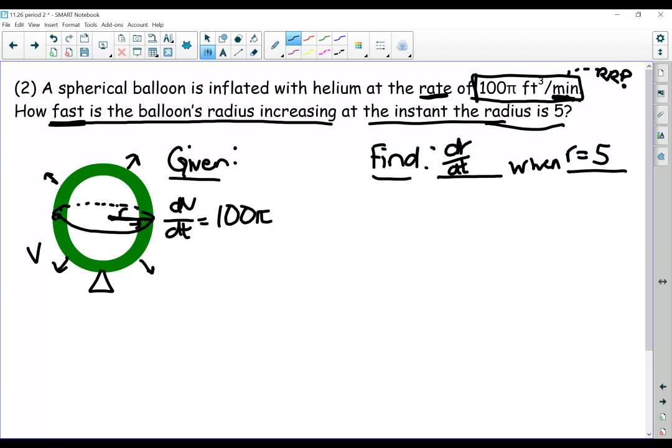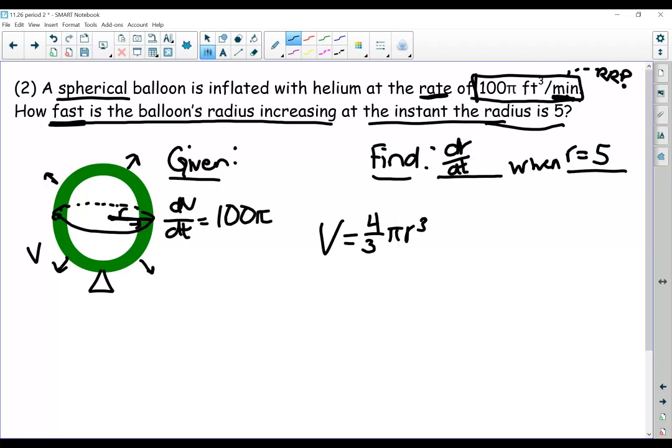Now, step 2 is to look for a relationship among the variables in here. I'm not going to pay attention to these rates. My goal is to find an equation that relates these rates together, but I have to start with just the variables themselves. And the only variables I have in here are r, my radius, and V, my volume. So I'm going to think, okay, I have a spherical balloon. Is there a relationship between the volume of a balloon and the radius of the balloon? Yes, it's a geometric formula. The volume of a sphere is 4/3 pi r cubed.